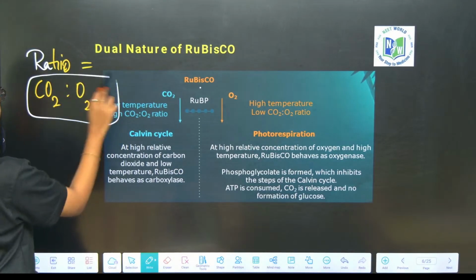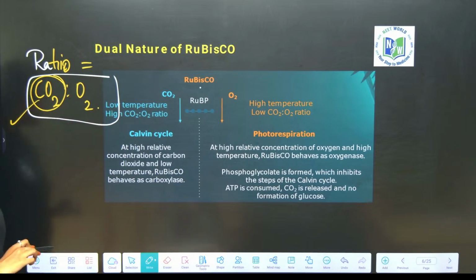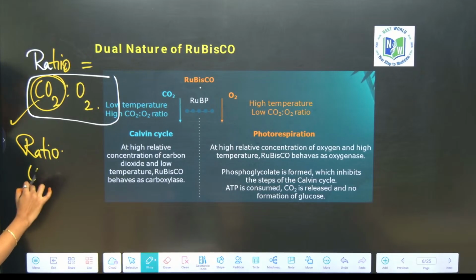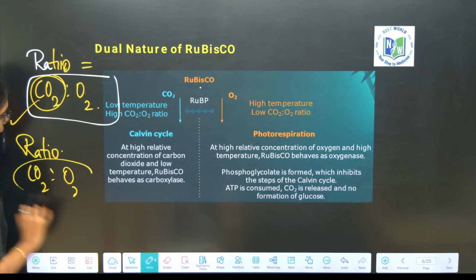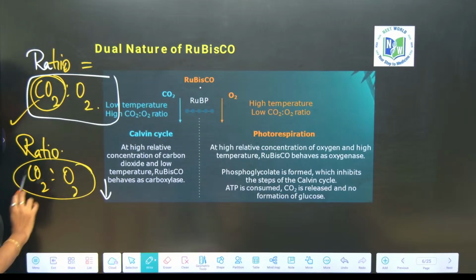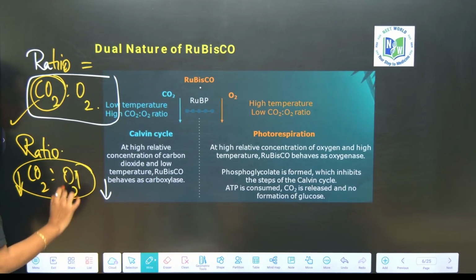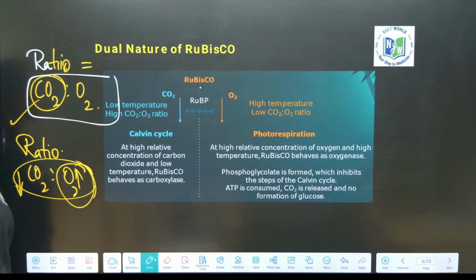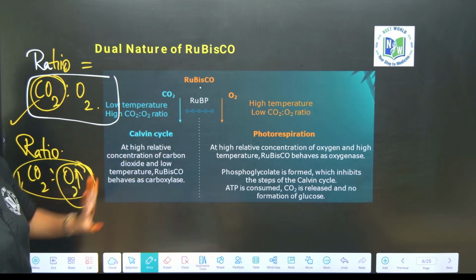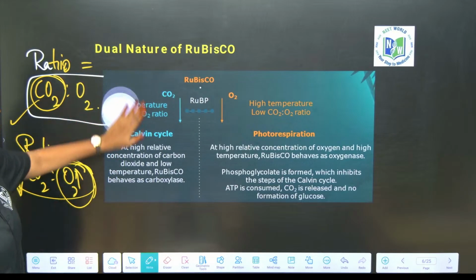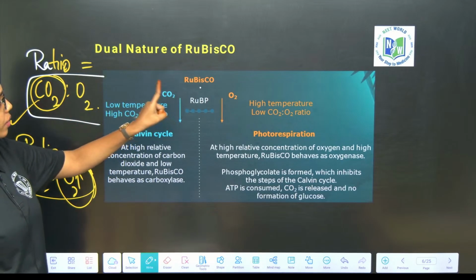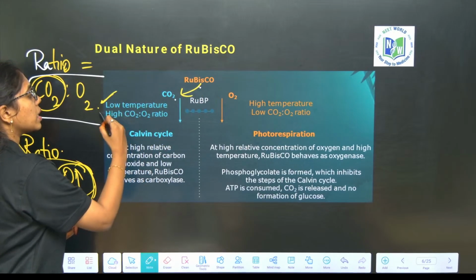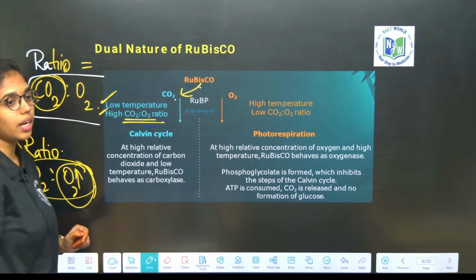If the ratio of carbon dioxide to oxygen is nearly equal, then Rubisco will bind with what? Carbon dioxide only. But if the ratio of carbon dioxide and oxygen is less, which means carbon dioxide is less and oxygen is more, in that case Rubisco will bind with what? Oxygen. That is the dual nature of Rubisco. Rubisco will bind with carbon dioxide when there is low temperature and high carbon dioxide to oxygen ratio.